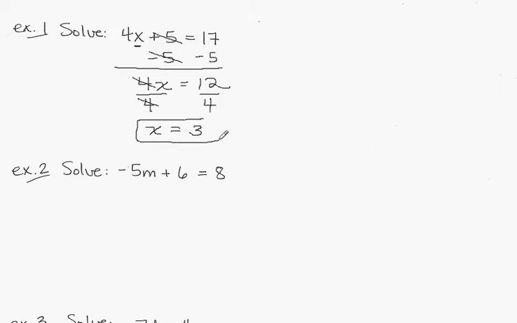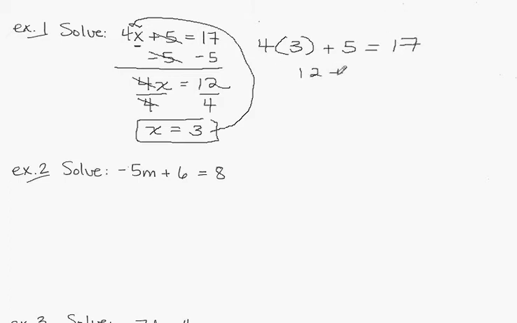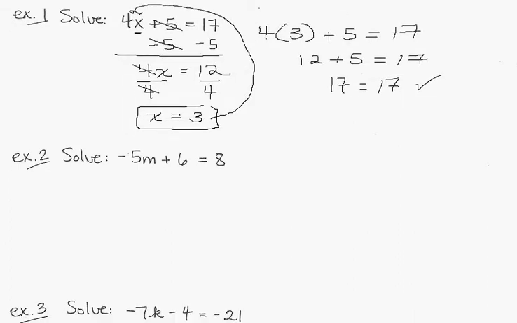These are very checkable. All you do is take this 3 and put it back where the x is. So we get 4 times 3 plus 5 equals 17. We get 12 plus 5 equals 17, and you can see that 17 does equal 17. If you don't have a number equaling itself, then you know you got the wrong solution or you did your math wrong. Let's try another one.